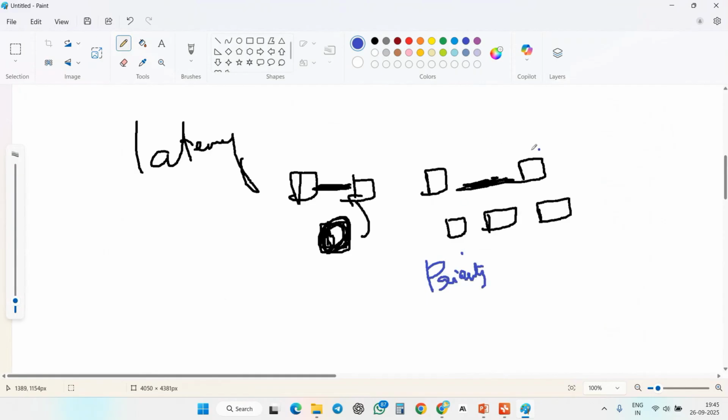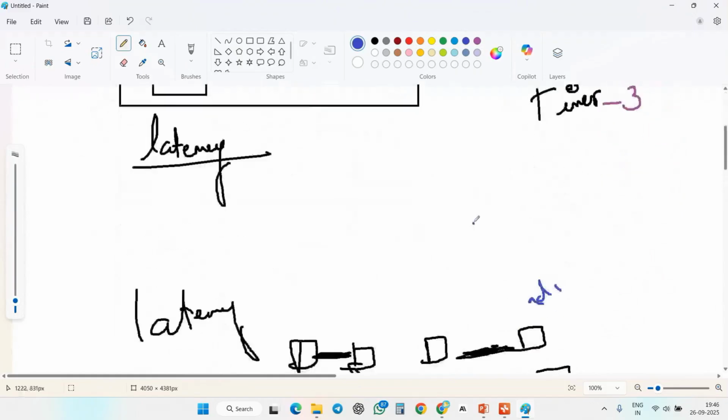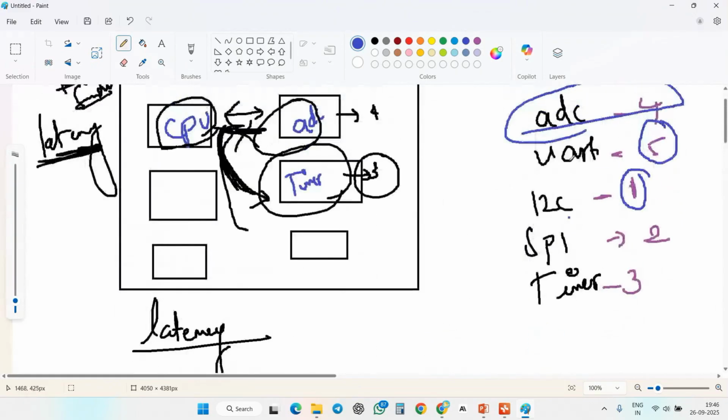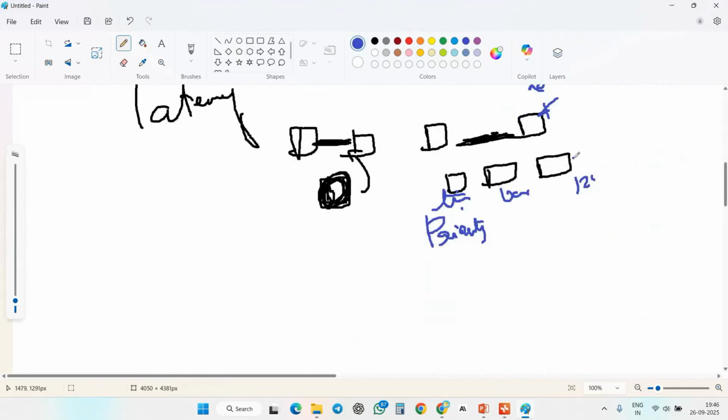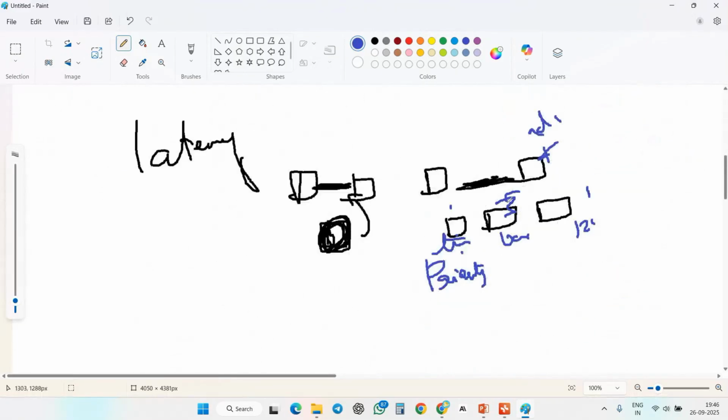For example, it is already working with ADC, and the timer, UART and I2C have come. The timer, first of all, look at the priority number. 4 is not the top priority because it is a lower priority. The timer has 3, I2C 1 and SPI is 2. Okay, I2C 1, UART is I think 3, and UART is 5 and timer is 3. Now it will give the priority to this one.